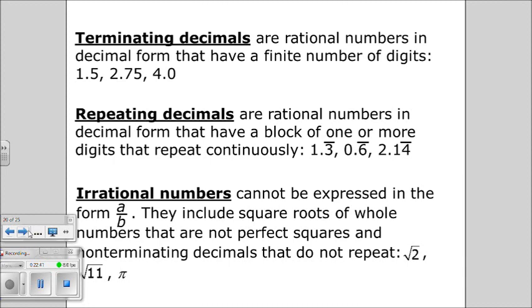Irrational numbers cannot be expressed in the form of a over b. They include square roots of whole numbers that are not perfect squares, and non-terminating decimals that do not repeat. It's exactly like the square root of 2, square root of 11, and pi.